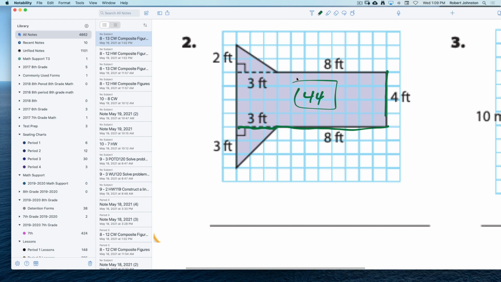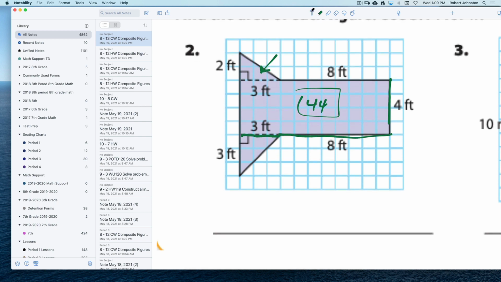Max, how'd you find the area of the top triangle? I multiplied the 2 feet by the 3 feet. Very good. So base times height divided by 2. What is that, Max? 3. Yeah, because that becomes 6 divided by 2, which is 3. All right, so we got 3 for that one.